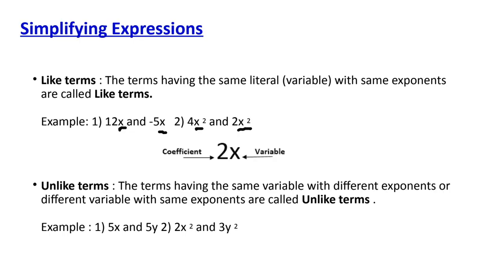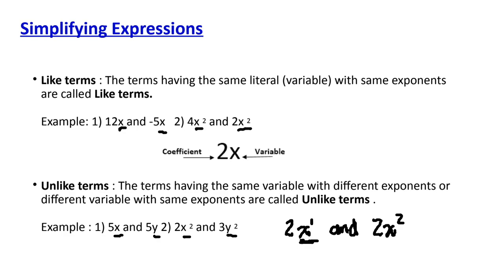In example 1, we have an x and a y. I can't combine those. They're different variables, different letters, so they cannot combine. In example 2, we have x squared and y squared. Again, these have the same exponents, but the letters are different. What if I had a 2x and a 2x squared? These are not like terms because my x has a power. I always say mathematicians are lazy and we don't write ones if we don't have to, but there's actually an exponent of 1 up there that we don't write.